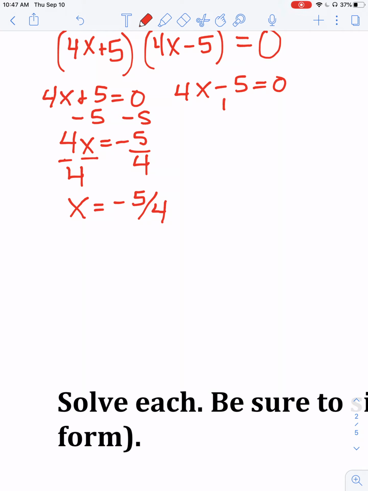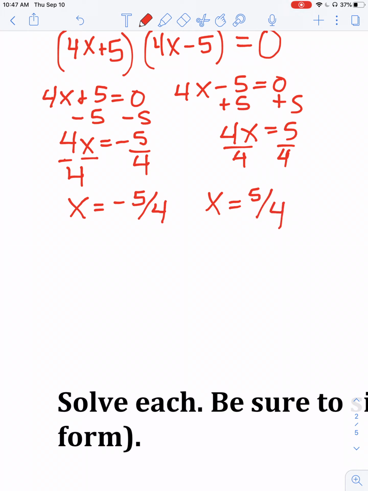For this one, I'd start by adding 5 over. Get 4x equals 5. And then divide by 4. x equals 5 fourths. And so there are two solutions to this factoring problem.